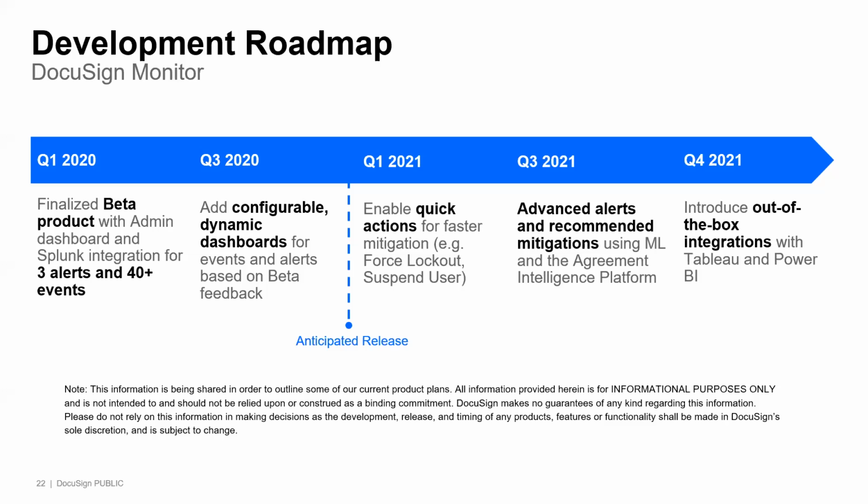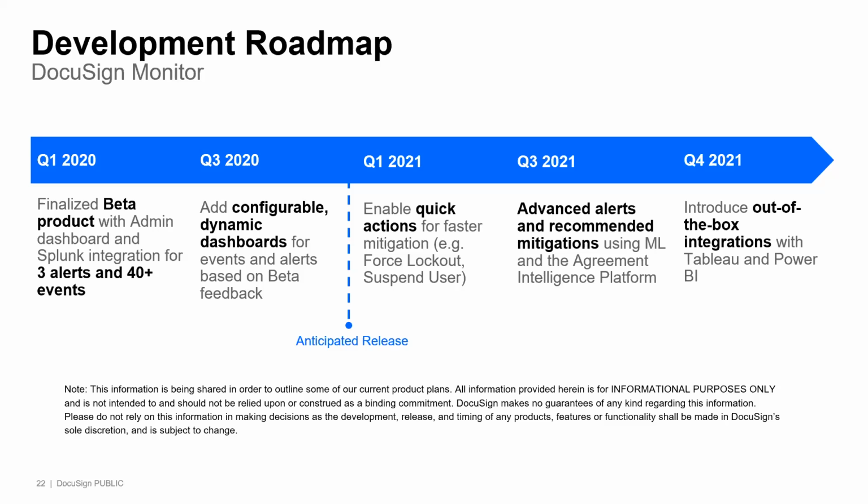We're also adding configurable dynamic dashboards for these events and alerts. And that's completely based on the feedback that we are getting from our beta customers. In addition to that, the insights and recommendations that you get through these events and alerts, we want to make these insights actionable. And the way we would do that is by actually recommending actions that admins will need to take when they get an alert.